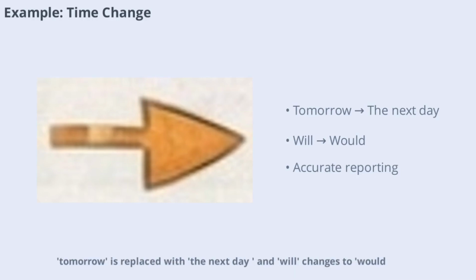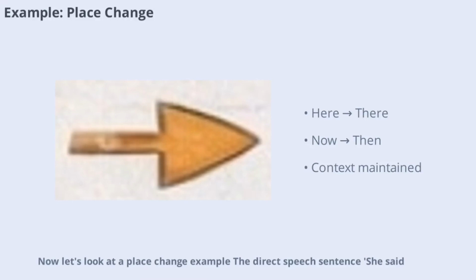Here, tomorrow is replaced with the next day and will changes to would. These changes are essential for accurate reporting. Now, let's look at a place change example. The direct speech sentence "she said, I'm working here now" becomes "she said that she was working there then." Here changes to there and now changes to then. These subtle changes help maintain the context of the original statement.